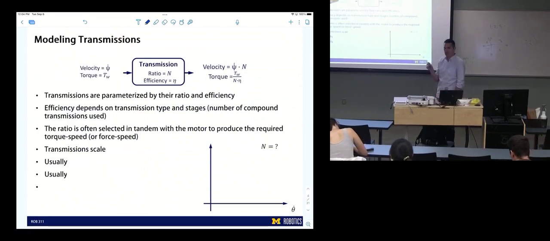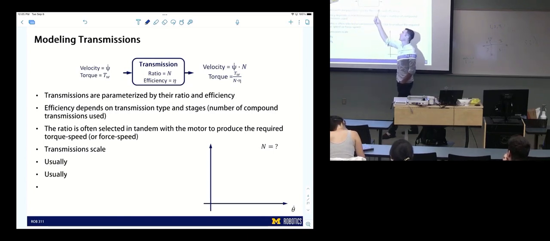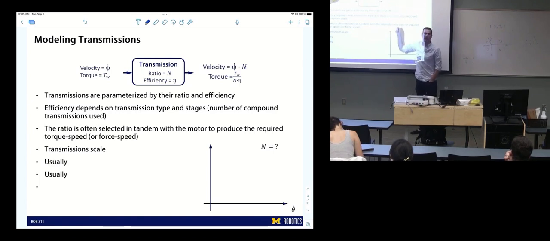So I'm going to do a little bit more on transmissions to make sure everyone's on the same page. We talked about modeling transmissions. We were modeling them this way: we might have an output velocity requirement and an output torque requirement, which we then go backwards through the transmission to find the input requirements on the motor side.